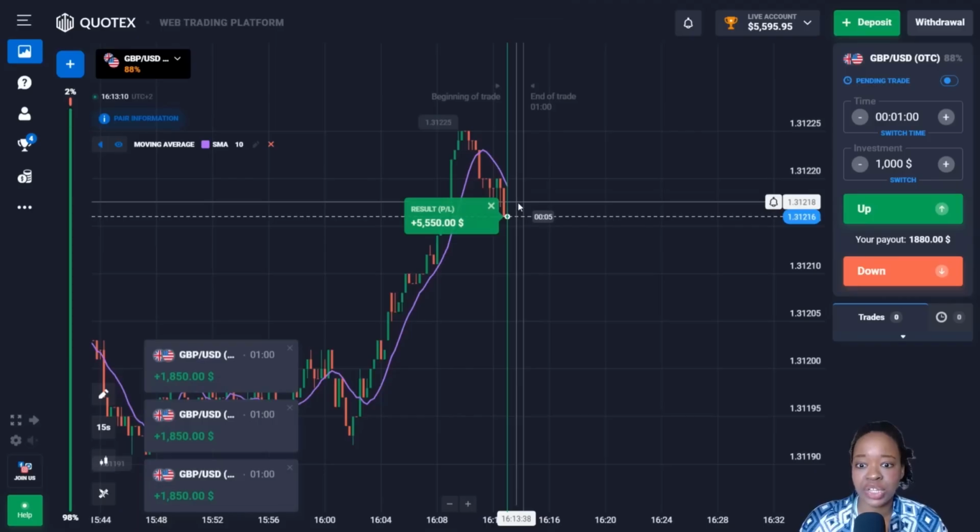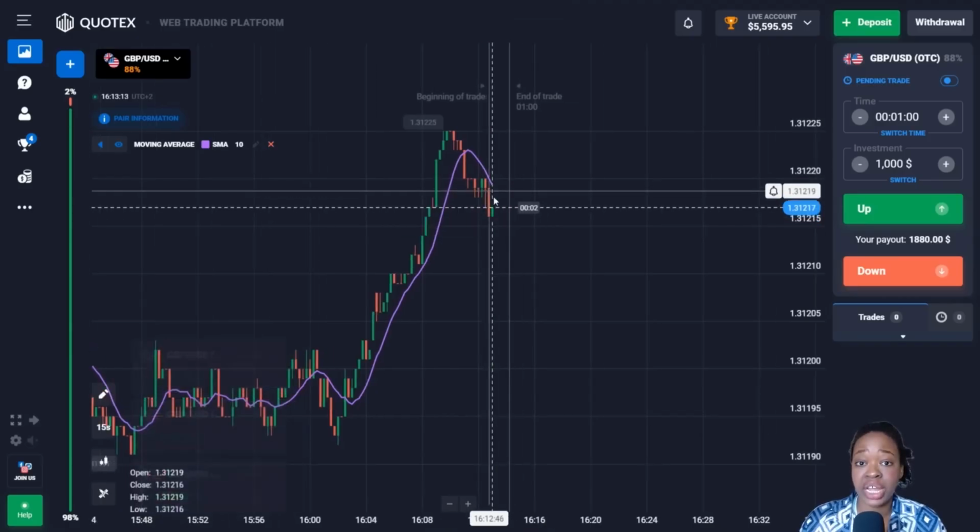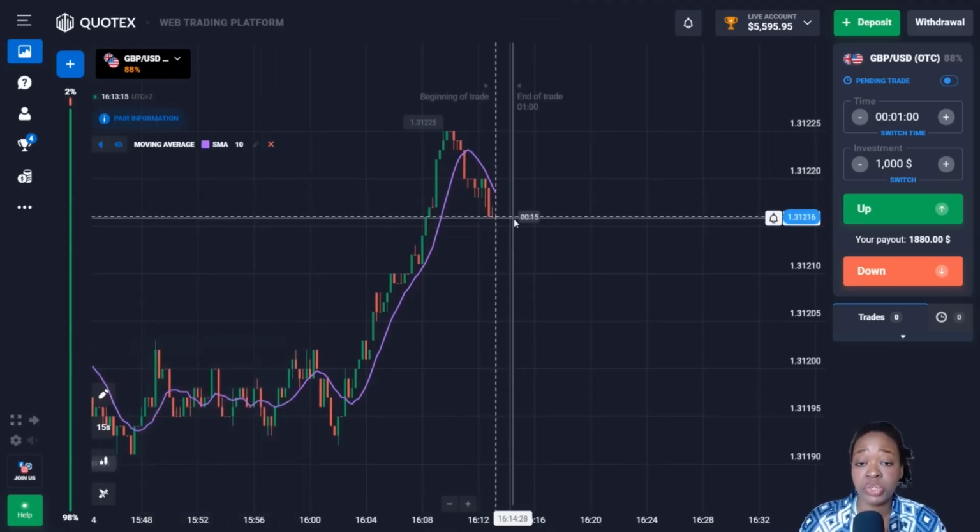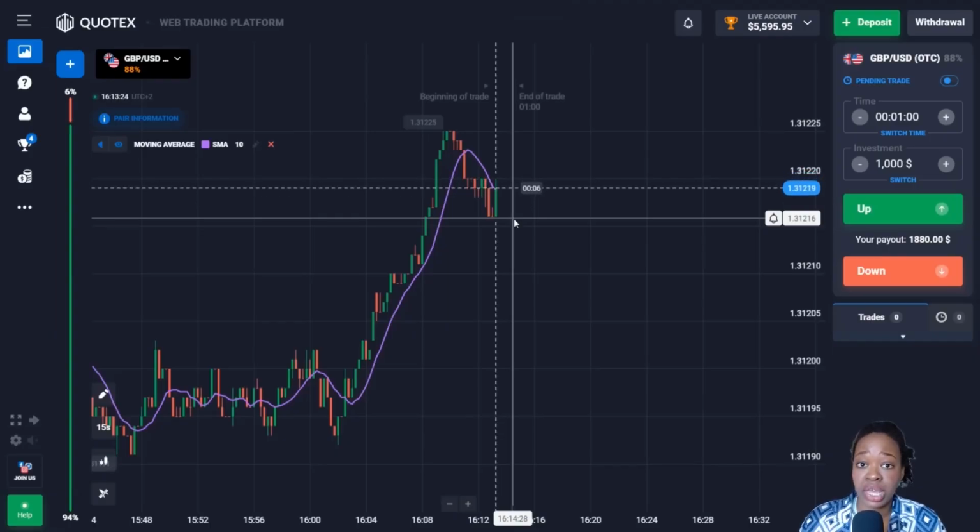This is excellent, friends. As you can see, the price continues to move down and here I got a very good profit. 1 minute was enough time for me. You can see I had enough time to work on this descending movement. Meanwhile, I already have 5,500 in my deposit. I suggest to stop here and finish this trade.